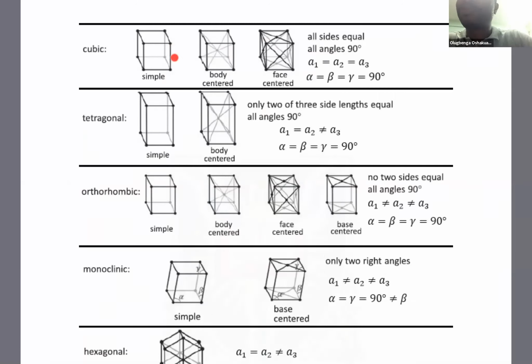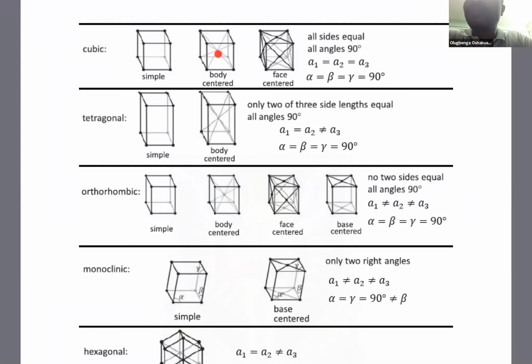Cube, sugar cube, and several other cubes. Just imagine you having a sugar cube, and at the 8 corners of that sugar cube, you have atoms, lattice points, located at each of the 8 corners. Such is referred to as a simple cube. But when you move a step further and put another lattice point at the center of that simple cube, it is called a body-centered cube.